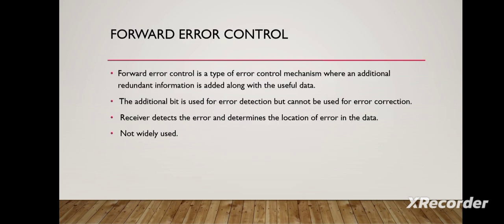Forward error control is a type of error control mechanism where additional redundant information is added along with the useful data. So only one additional redundant information is added with the entire data, and this additional bit is used for error detection but not for error correction. When the data received is detected with an error, then the error can also be located. So this error control mechanism is not widely used.